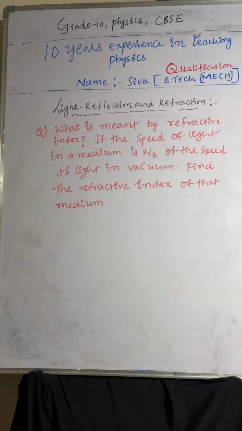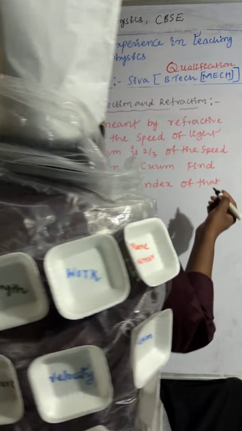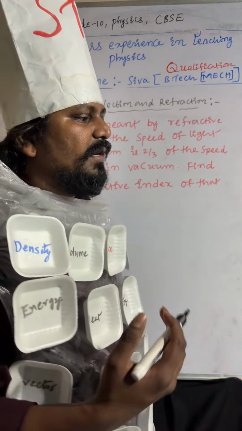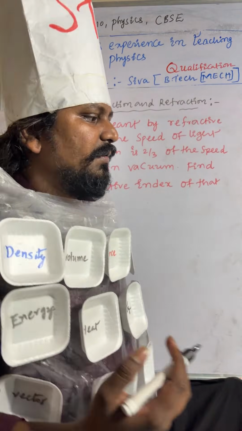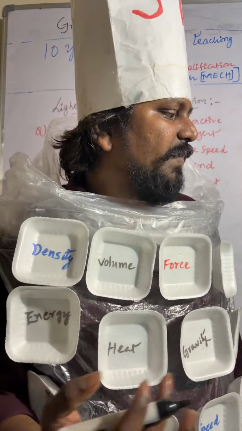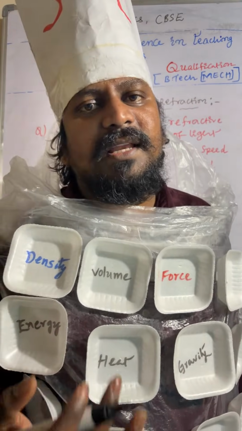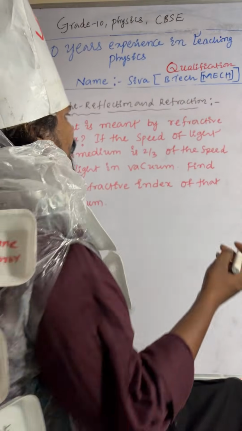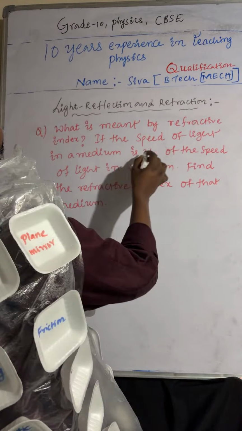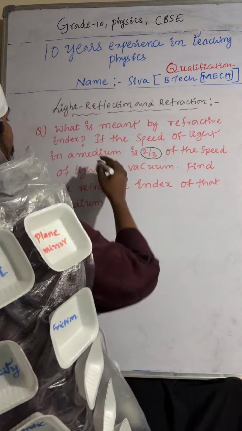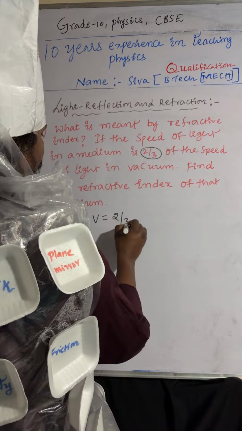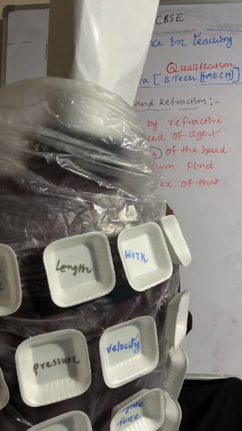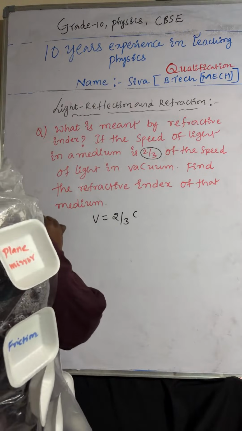So here you can observe. What is meant by refractive index? When a light ray is passing from one medium to another medium, the path of the light changes at the interface of the two media. That is called refraction of light. The speed of light in the medium is given, so V equal to 2 by 3 of C. This is the given data.